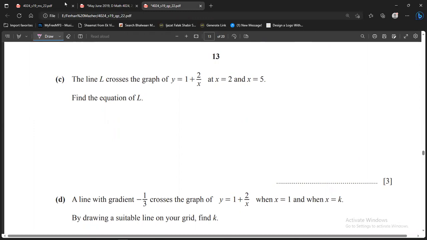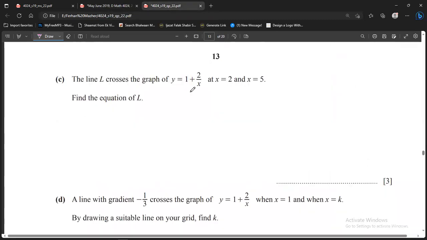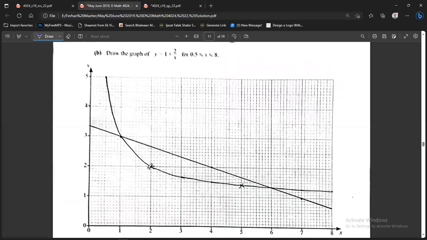Find the equation of the line. At x equals 2 and x equals 5, the line has crossed at these points. At x equals 2, this is the point, and at x equals 5, this is the point. So it's basically a straight line passing through these 2 points.